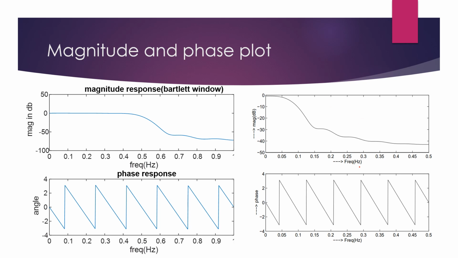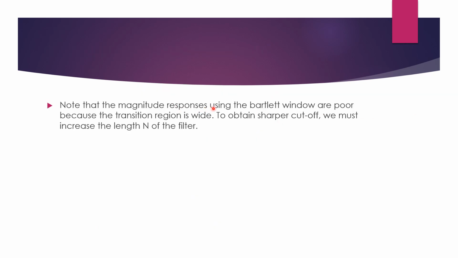One thing we need to note here is that the magnitude responses using the Bartlett window are poor because the transition region is very wide. To obtain a sharper cutoff, we must increase the length of the filter. Hence, to obtain a sharper cutoff, we need to increase the length of the filter, and this is how we can find out the magnitude and phase response of a FIR filter using the Bartlett window.